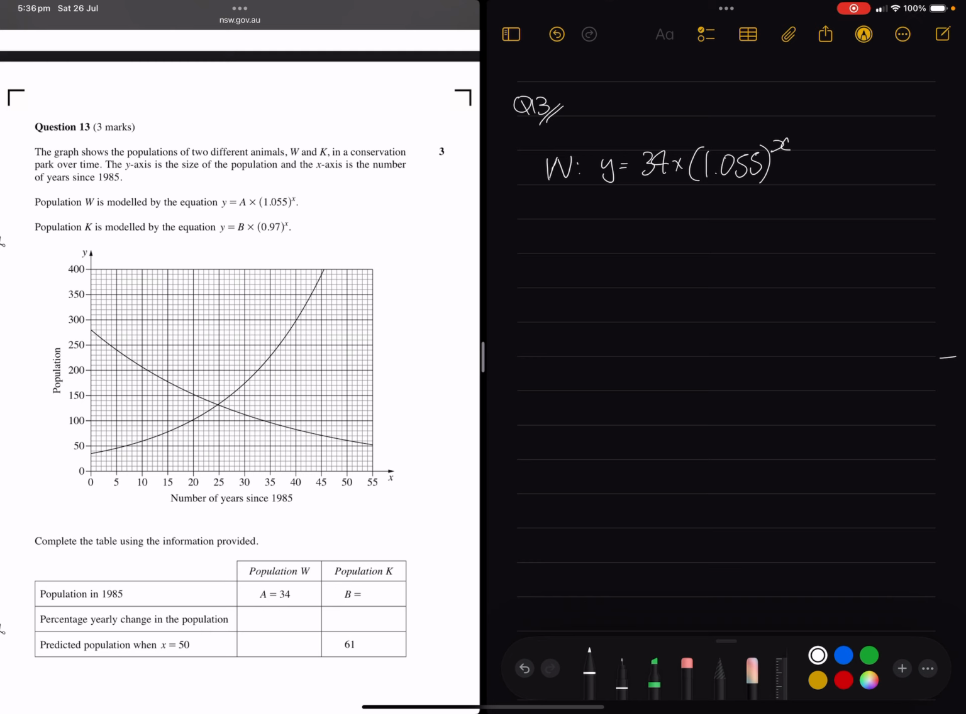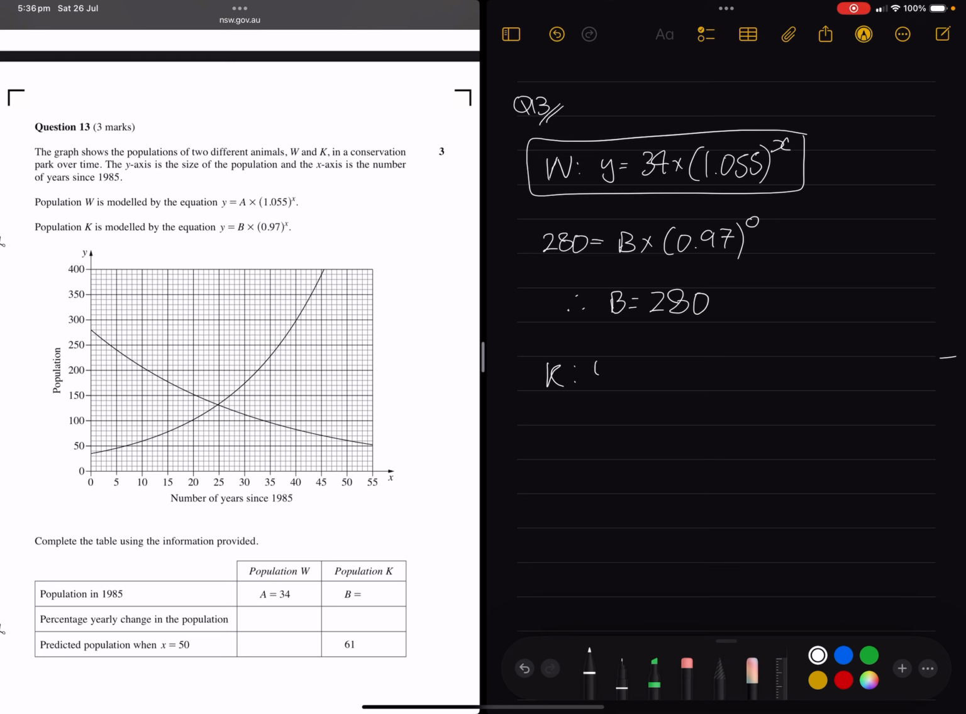Well, in 1985, we can tell that population K, which is the one that goes down, was 280, and you can read that off the graph. So we know 280 is equal to B times 0.97 to the power of, well, X is the number of years since, so that will be 0. This actually tells us that B should be 280. So we've got W, that's this model. We've also got K, which is Y equals 280 times 0.97 to the X.